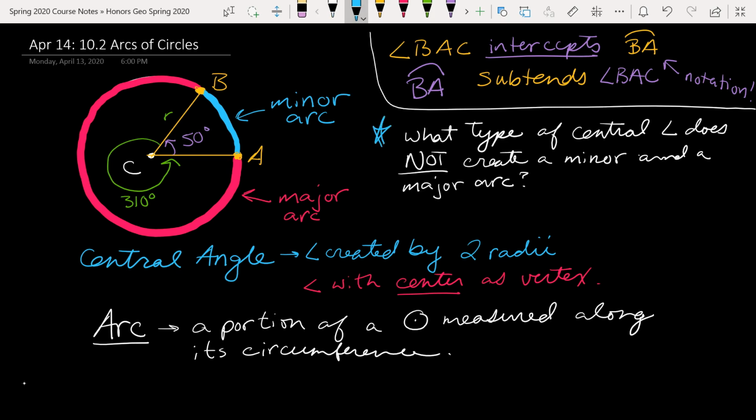what type of central angle does not create a minor and a major arc? Well, with a little bit of thought, I'm sure you can figure this one out on your own. But don't forget that it has to involve semicircles. Now, on to talking about how we measure arcs in circles, because we can actually measure them in two different ways, which can sometimes be a little bit confusing.